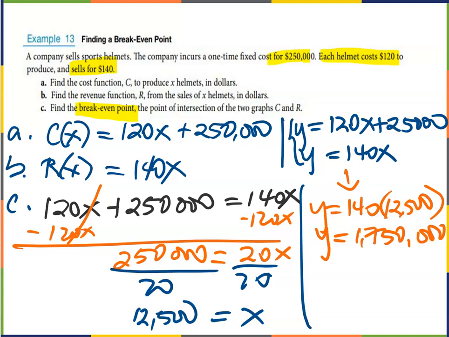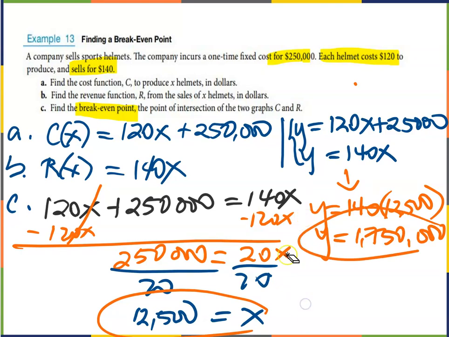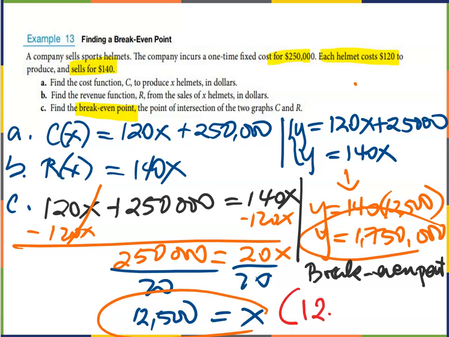So the break-even point, or the point of intersection, is, using this as your x and this as your y, at 12,500 and 1.75 million. Okay.